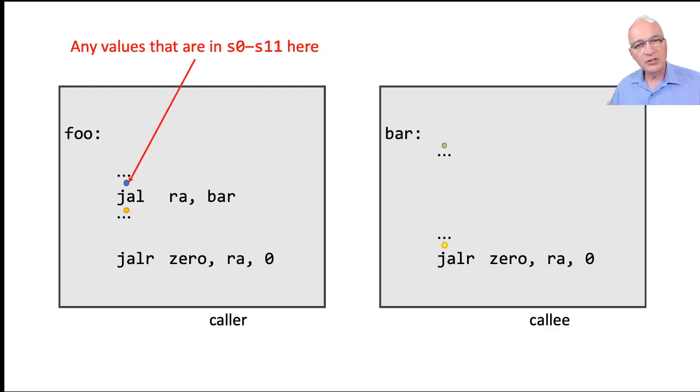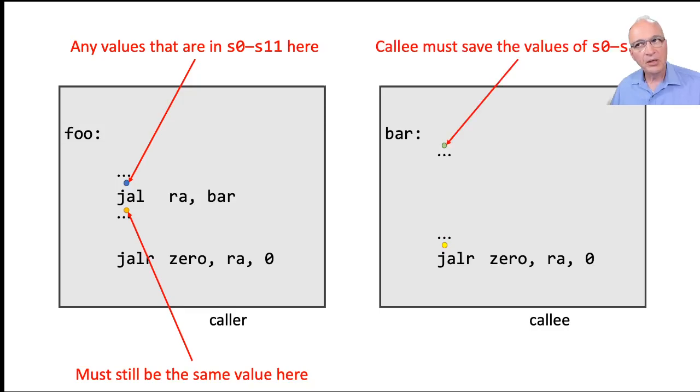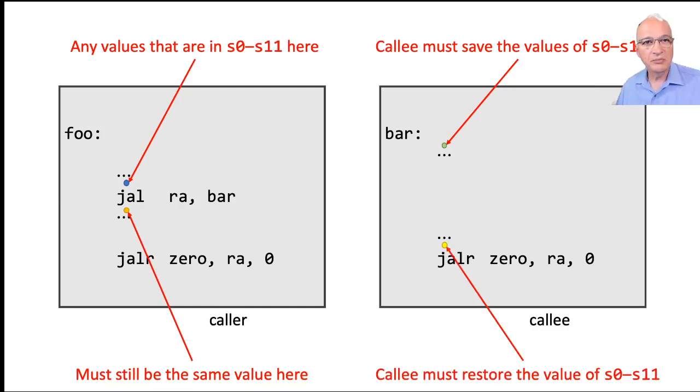To answer those questions, we will examine the register saving and restoring conventions for RISC-V. And those conventions state the following. Any values that are in the registers S0 to S11 immediately before a call to a function must still be there, the same values must still be there when I return from the call. Therefore, the callee must save the values of S0 to S11 if it changes them. Of course, if the callee doesn't change those values, there's no need to save them. They are not going to be affected.